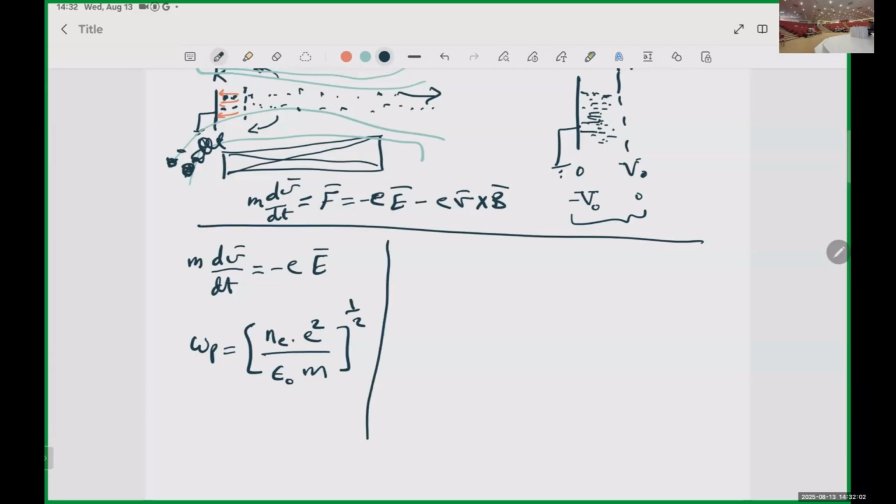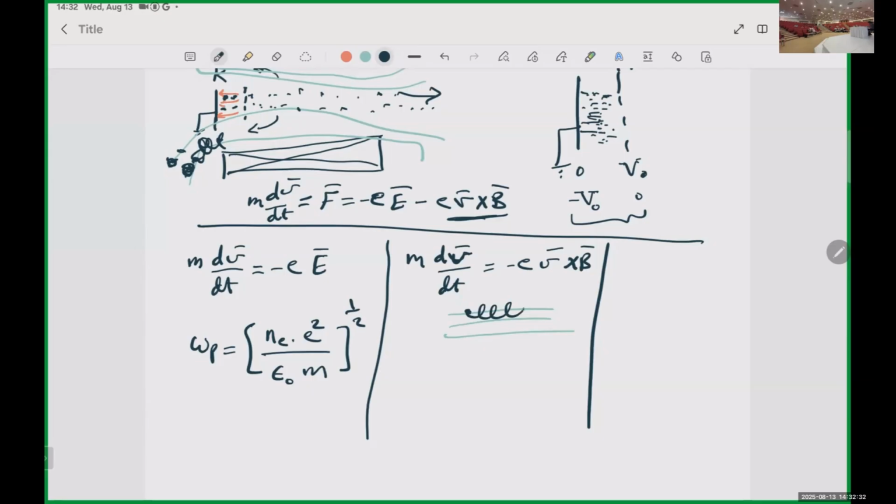Now imagine that your electrons will only experience an external magnetic field, a static magnetic field. So m dv/dt equals the magnetic force term. So you're going to have this portion right here. What's going to happen to electrons if they experience a magnetic field from a static solenoid magnet or permanent magnet? These electrons will have this gyro motion. So they're going to have a gyro motion around these magnetic field lines.